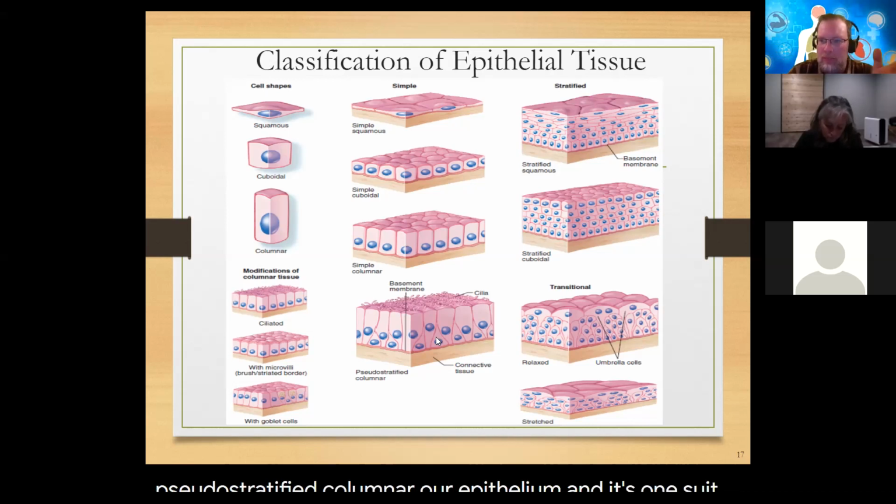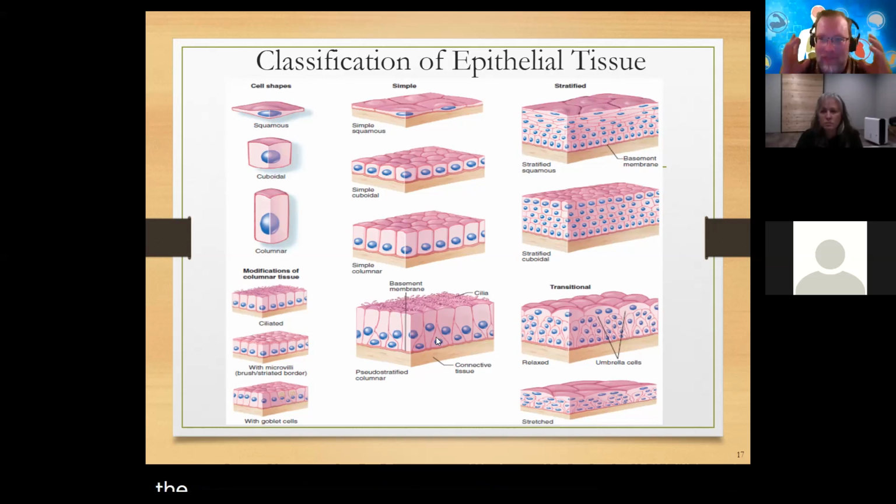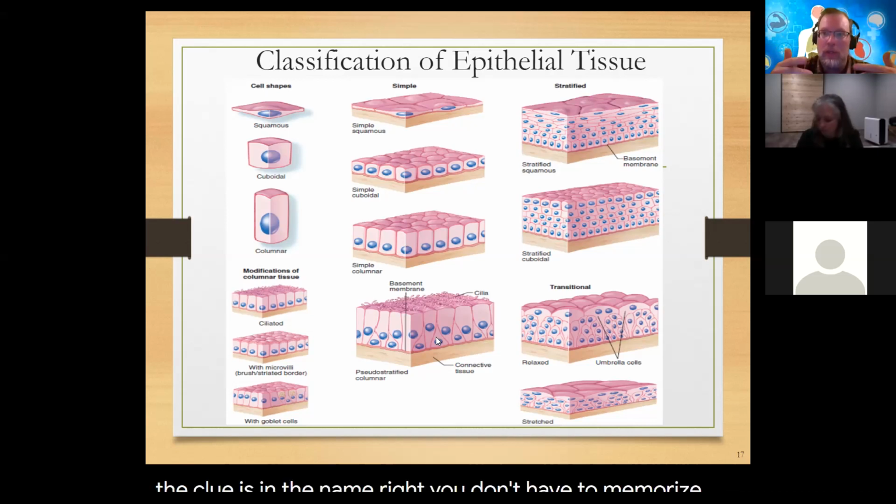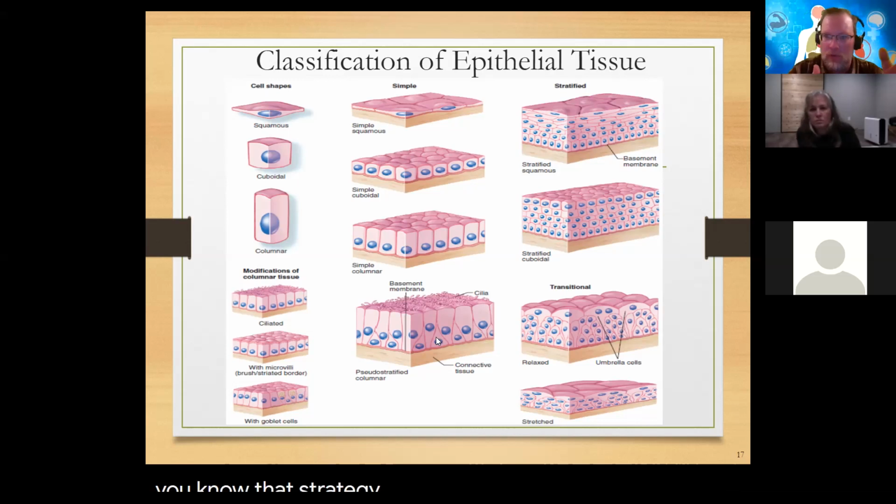Pseudostratified appears to be many layered but isn't. So the clue is in the name, right? You don't have to memorize. If you know that stratified means many layers and pseudo means appears to be but isn't, then you can determine that it's one layer just by that verbiage.